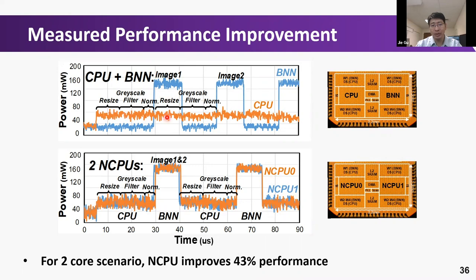And you can see that the CPU is kept busy because we finish one image and do another image, but the BN actually has some idle time because it is waiting for the CPU to finish. Now in our case, we can parallelize both cores and do the CPU job first and then do the image job next. And then we see a 43% improvement in the overall performance.